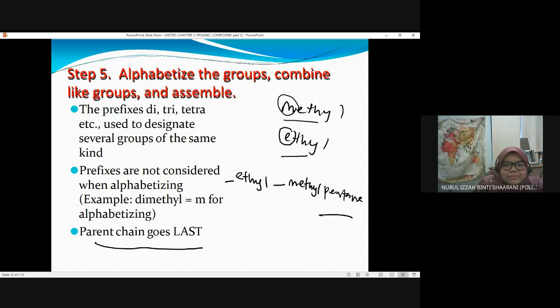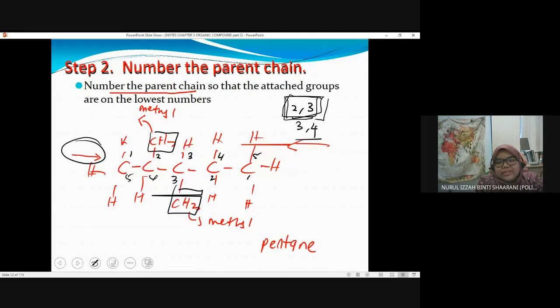One more thing, the prefix di, tetra. It is used to designate several groups of the same kind. So let's say we have methyl at 2, like before. Same as the structure I gave as an example, our substituents are methyl and methyl in one structure. So how do we determine which one goes first and which goes next?